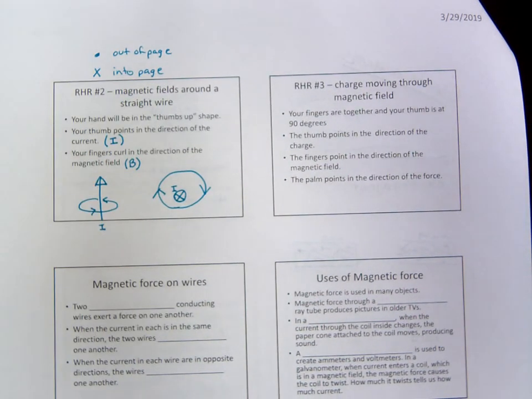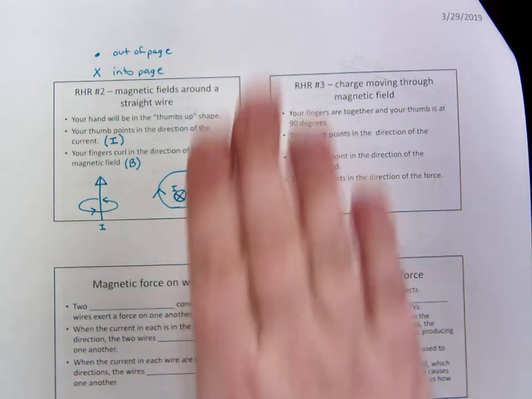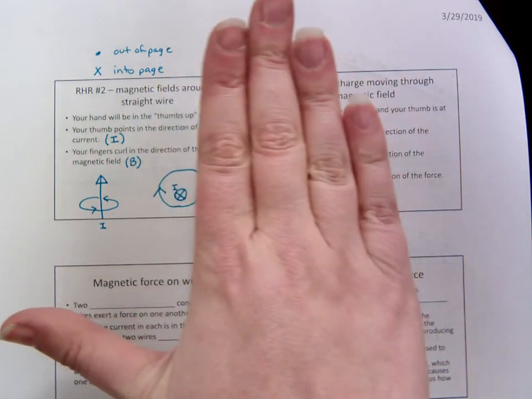Anytime you have magnetic force involved, you're going to be using right-hand rule number 3. Now this is the only one with a different hand shape. With this one, your hand is flat, like you're saying stop.